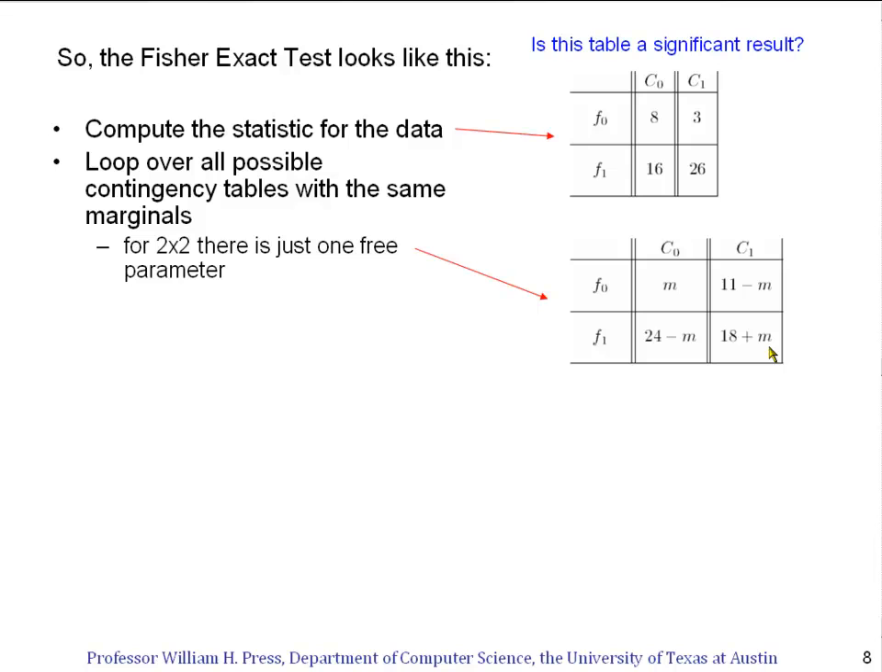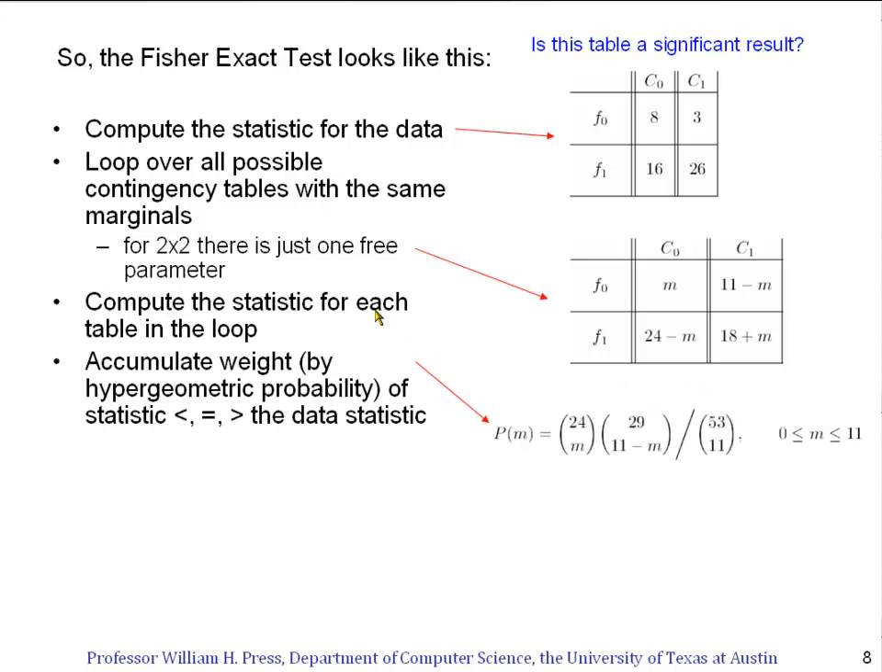And M can vary from 0, which would make this cell 0 and this cell 11, to 11, which would make this cell 11 and this cell 0. So we compute the statistic for each of these tables, for each value of M. And those are going to be the tables that are in the population distribution of the null hypothesis.